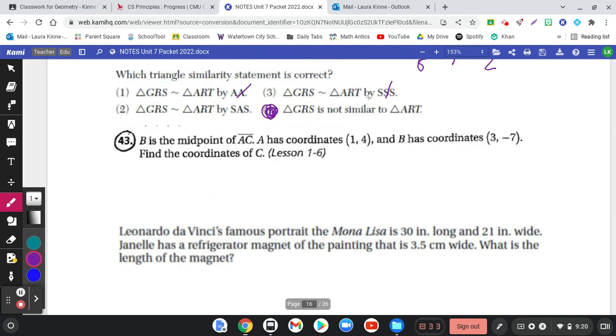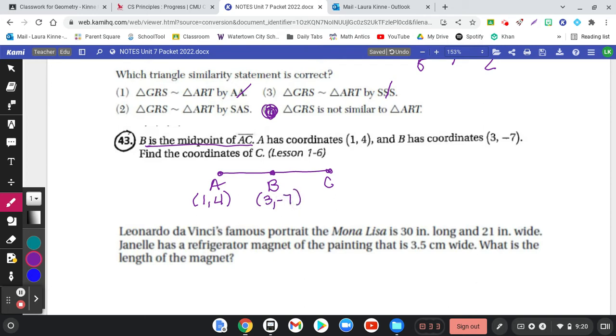Okay, so this is going back a little bit. B is the midpoint of AC. Let's draw that. So AC and B is the midpoint. Pictures help. A has coordinates 1, 4. B has coordinates 3, -7. Find the coordinates of C.